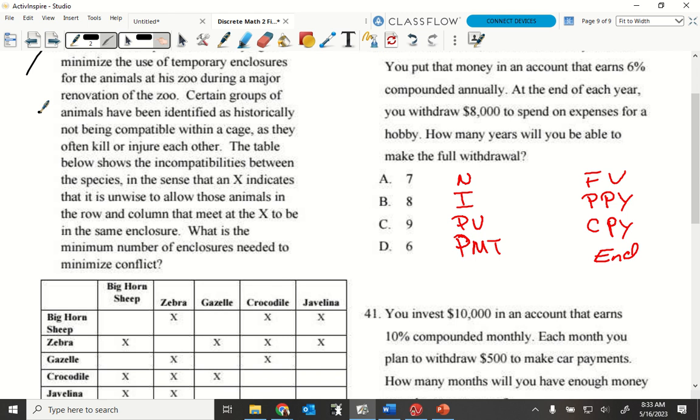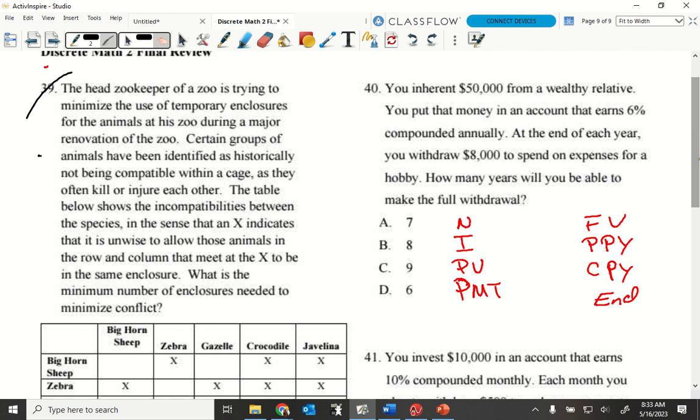You put money in an account that earns 6% compounded annually. At the end of each year, you withdraw $8,000 to spend on expenses for a hobby. Wait, hold on. Here it is. I missed the top. So you inherit $50,000 from a wealthy relative. You put that money in an account that earns 6% compounded annually. At the end of each year, you withdraw $8,000 to spend on expenses for a hobby. How many years will you be able to make the full withdrawal? So, what are we looking for here?